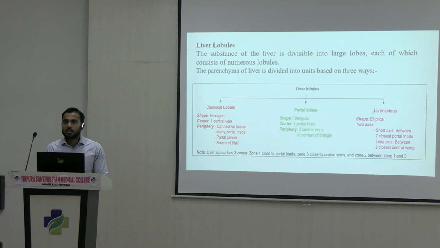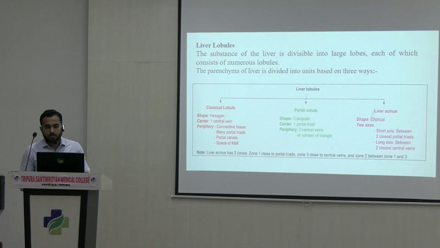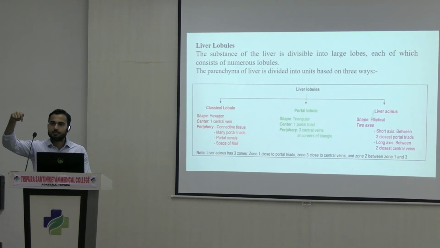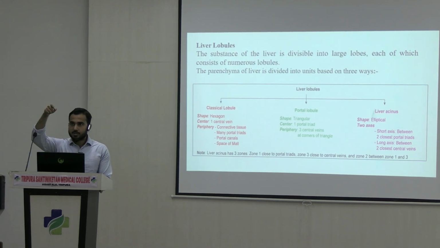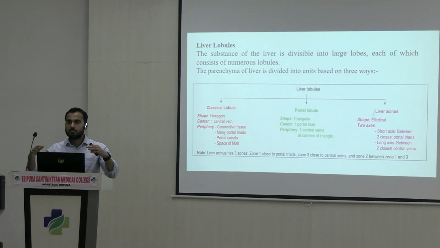Okay, next the liver lobules, that means the substance of the liver is divisible into large lobes. As I said, the connective tissue septa coming from the Glisson's capsule will divide it into numerous lobes. Now each lobe consists of numerous lobules, because the septa which are entering the liver further branch and divide.